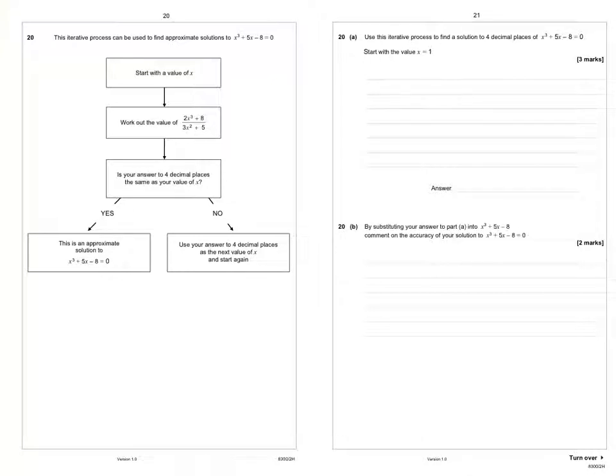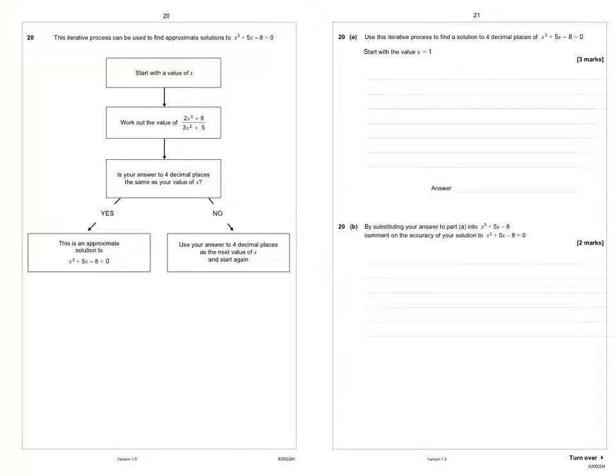And then you keep doing that until you get your answer to this to be the same as what you substituted when you check to 4 decimal places. And then that will be your answer here. x equals something here in 4 decimal places.